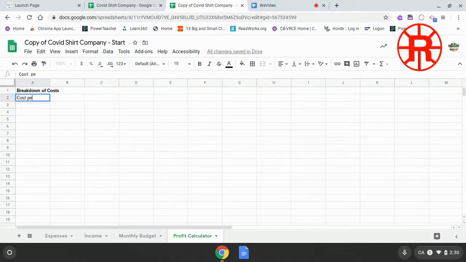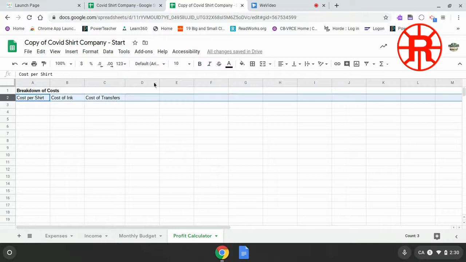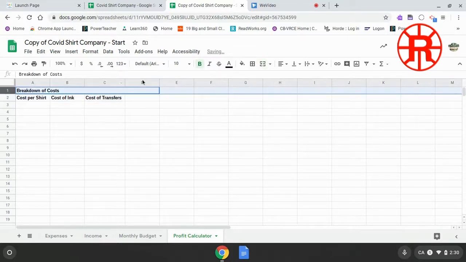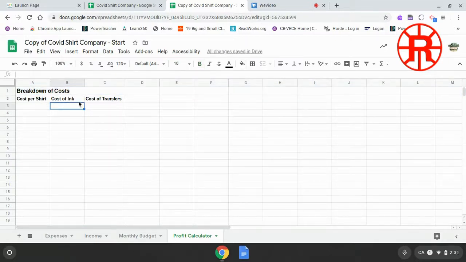Costs per shirt. Cost of ink. And cost of transfers. And I'm going to bold those. And this top row here, I'm just going to make it stand out a little more by going to a larger size. Go to size 12. And so that will work out my costs. And then I am going to add in the total cost per shirt.